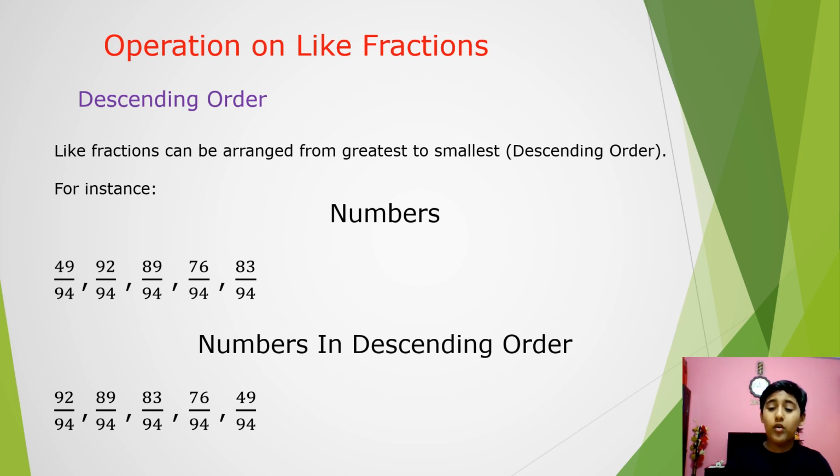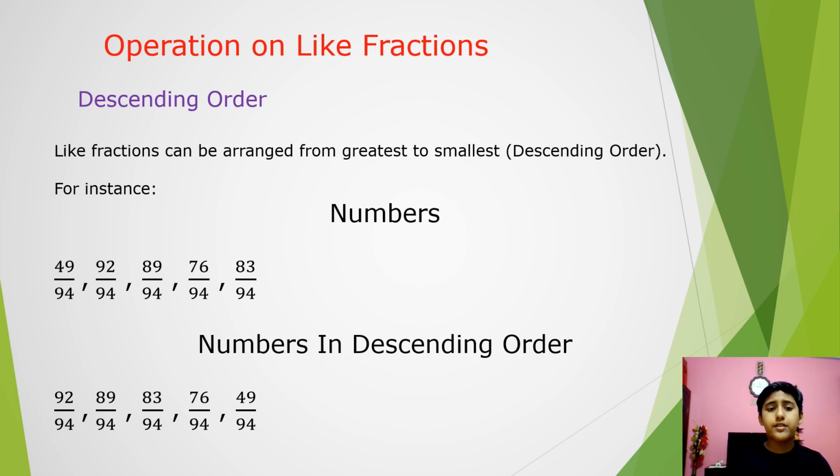Descending order. So in contrast with ascending order, descending order is just the opposite. So descending order means to put numbers or fractions from greatest to smallest. So we have the fractions here: 49 by 94, 92 by 94, 89 by 94, 76 by 94, and 83 by 94.